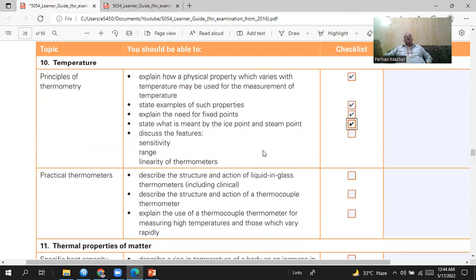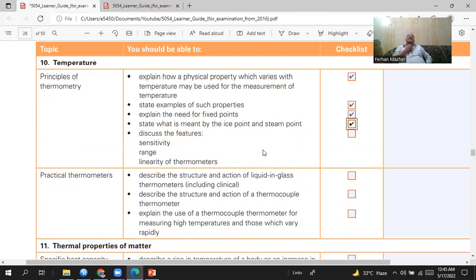So put a tick here if you know them. Then one very important thing is you should know some very important features. For example, in the thermometer, what is the meaning of the sensitivity?